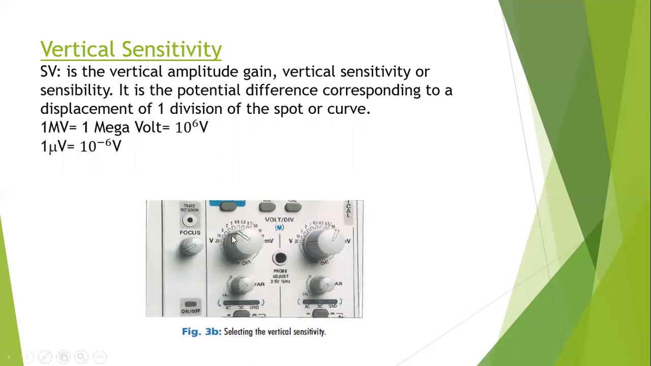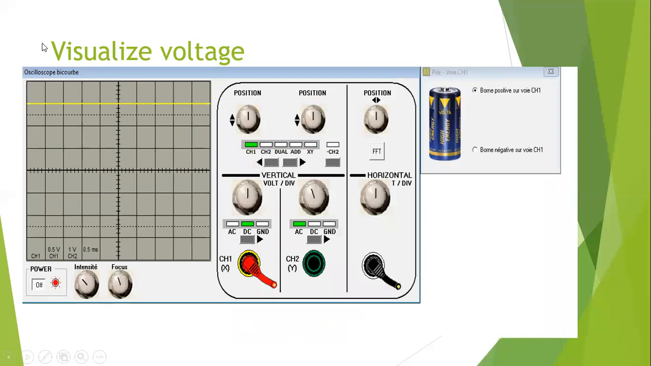Here in this figure we have how to select the vertical sensitivity in the oscilloscope. These are the values here in millivolt for channel 1, and these are for channel 2. And here we can press the button for the source that we need, if we need an AC voltage or DC voltage. So here we use DC voltage. This figure represents a software of the oscilloscope.